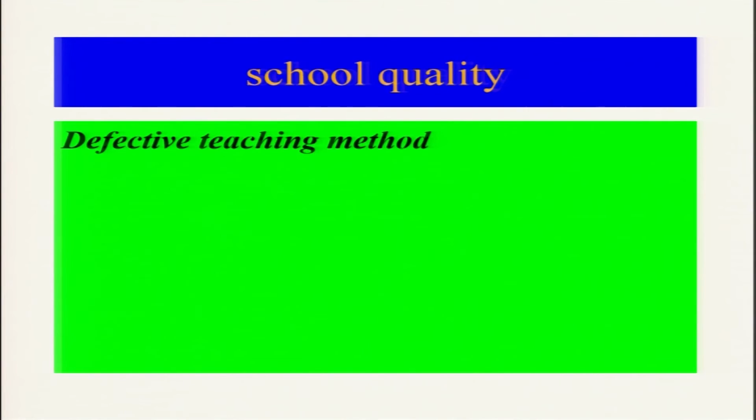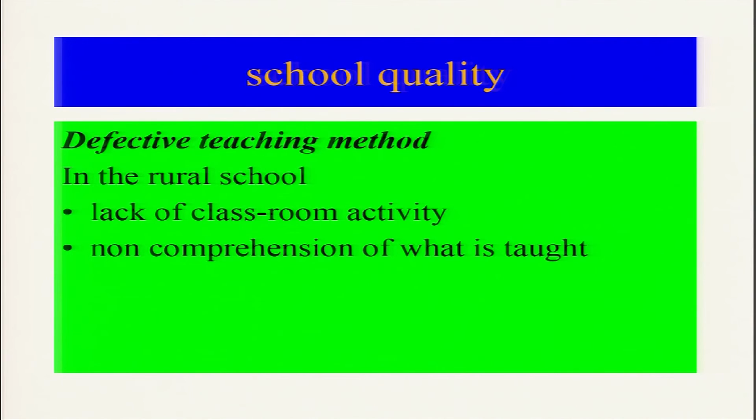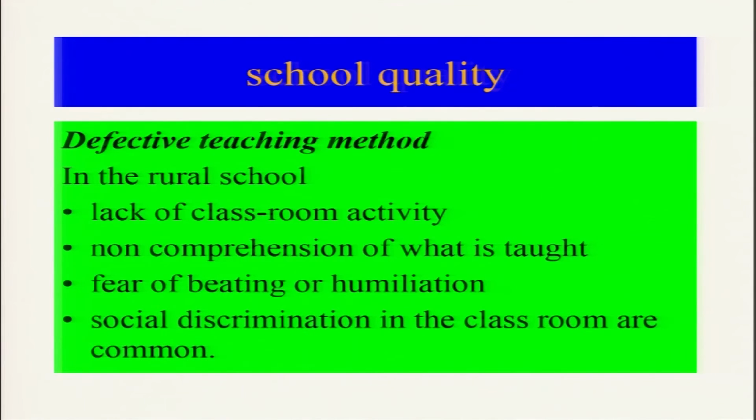That is one component. Now, defective teaching method is another important area. The rural school lacks classroom activity. There are a lot of things being said about how one should be taught, but none of this is practiced in the rural school. And the way things are taught, the students are not able to comprehend what is being taught in the class. Another thing is that children are sometimes afraid of getting beaten or humiliated by the teacher. That is also there, and social discrimination in the classrooms is also a common thing.